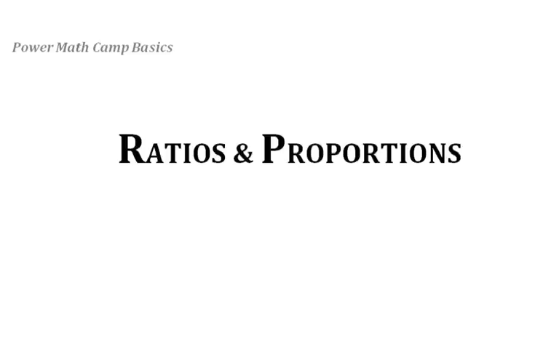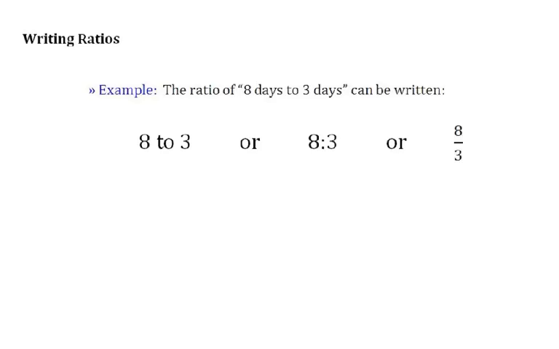This will be a short review of ratios and proportions. First, what is a ratio? A ratio compares two quantities that have the same type of units. In this case, our example has a ratio of 8 days to 3 days. So we notice right away we're comparing days to days.